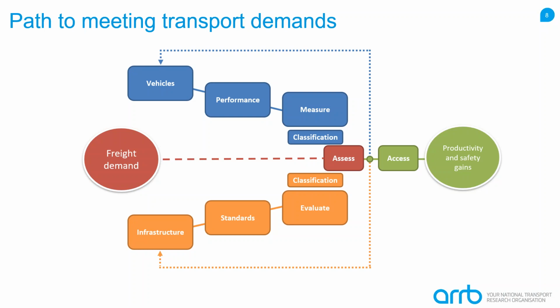Ultimately, both vehicles and infrastructure can be given a classification. When this is optimized and the right vehicles are matched with the right roads, access can be granted in an efficient and safe way to get those efficiency gains.